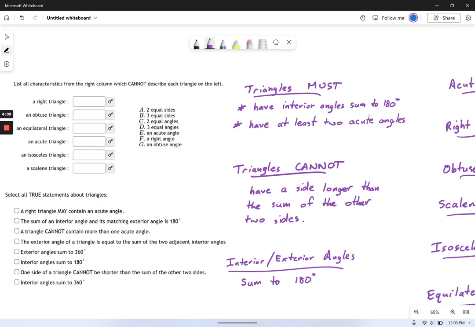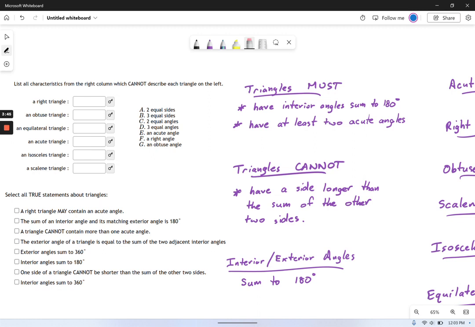Here's something triangles cannot have. You can't have a side that's longer than the sum of the other two sides. I'm going to draw you a quick picture of what that would be like if you had one side of a triangle that was longer than the other two sides put together. It'd be like this. They wouldn't be able to connect. They couldn't reach. So a triangle has to have every side shorter than the sum of the other two sides.